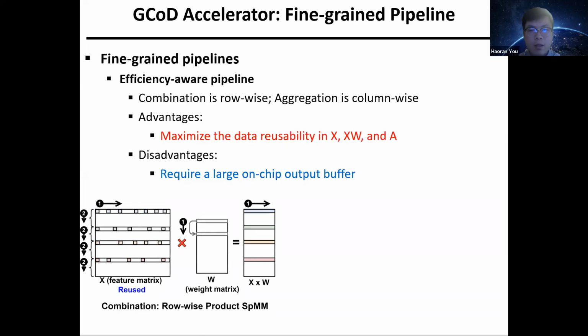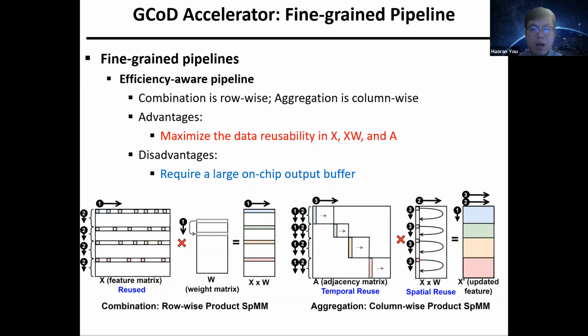Apart from the architecture design, we also consider two fine-grained pipelines to further boost the inference efficiency. The first one is the efficiency-aware pipeline, where the combination adopts row-wise sparse-dense matrix multiplication and generates one complete row at a time. While the aggregation is column-wise sparse-dense matrix multiplication to spatially reuse the combination results and temporally reuse the loaded adjacency matrix, generating partial results of the updated features at a time. The advantage of this pipeline is to maximize the data reusability, while the disadvantage is that it requires a large on-chip output buffer to store the partial results.